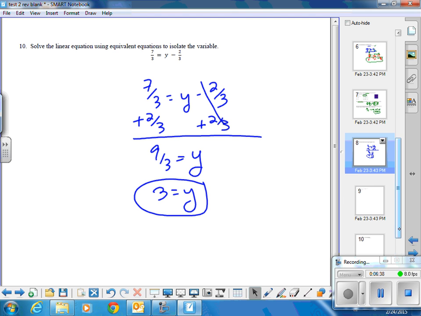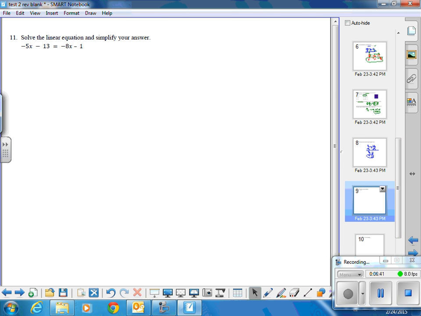Okay, let's see the next one. Solve the linear equation and simplify your answers. So, this is going to be one where I need to get my x's on one side and my numbers on the other. I'm going to rewrite the whole problem out, though. This makes it easier for me. Now, this is what I like to do. I like to bring the numbers to the right side and the variables to the left. You can bring the variables to the right side, numbers to the left. You can do variables first. You can do numbers first. It's however you want to do it. It's however you were taught. It's however your teacher does it. There's no correct way to do this in terms of the order.